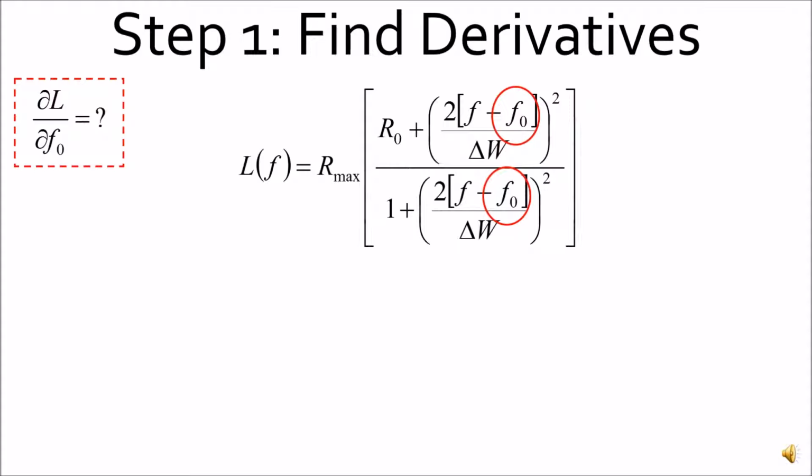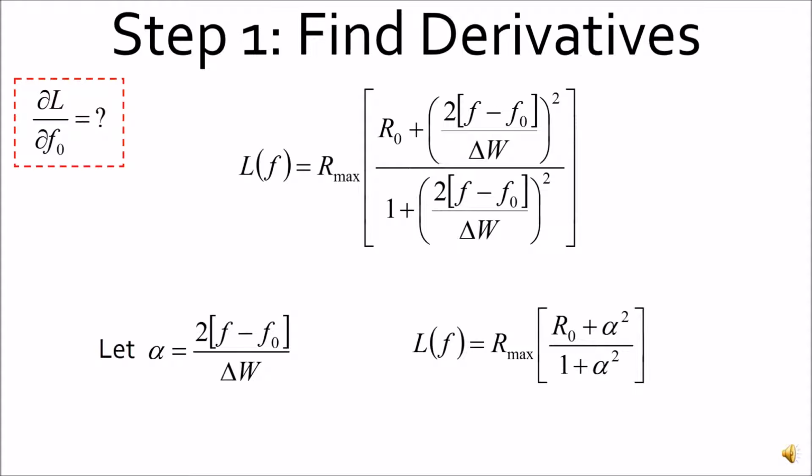You just have to constantly set a set of variables inside of your function equal to a parameter and apply the chain rule over and over again. You get to the right answer eventually. It's just time consuming. So let's start with the first one. We're just going to take the inside of this bracket, which is squared, and set it equal to a parameter alpha. So basically it's 2 times f minus f0 divided by delta w.